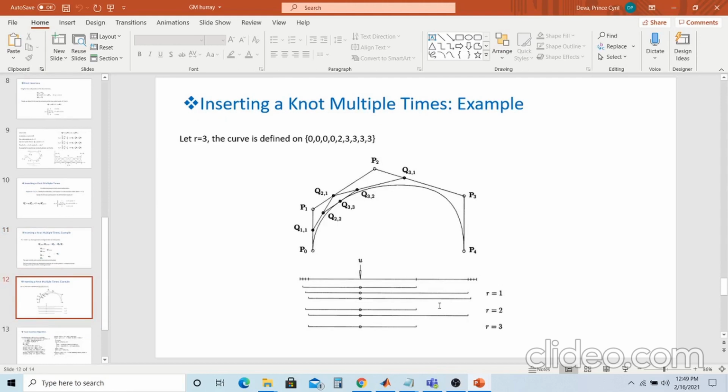Let r equal 3, the curve is defined on 0, 0, 0, 2, 3, 3, 3, 3. Now we end up with the following cubic. This is obtained by inserting knot 3 times into the original curve. We can see the previous control points, and here are the new control points after they have been inserted.